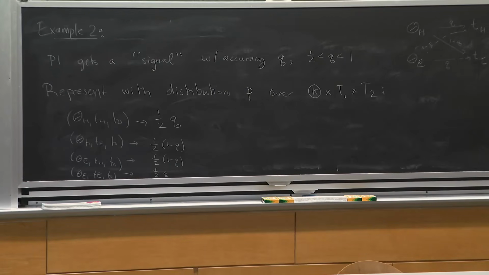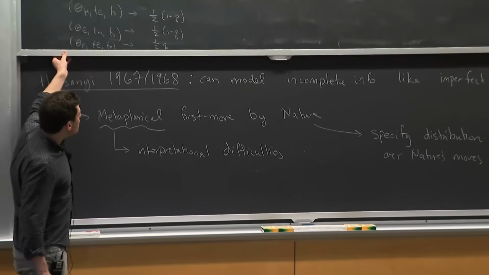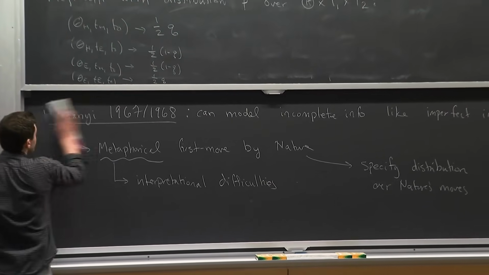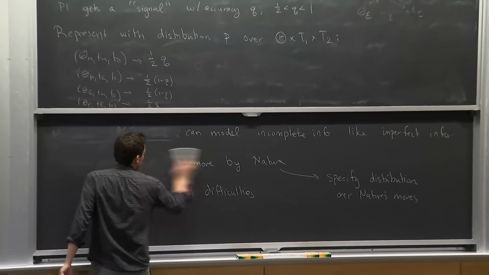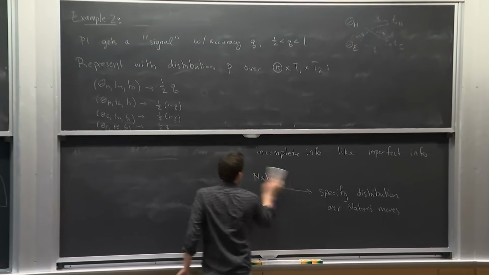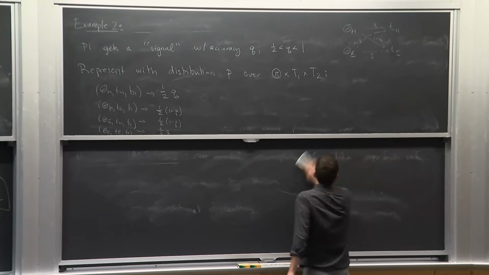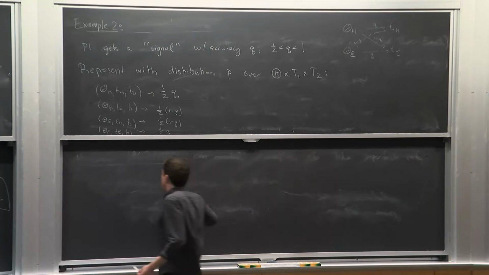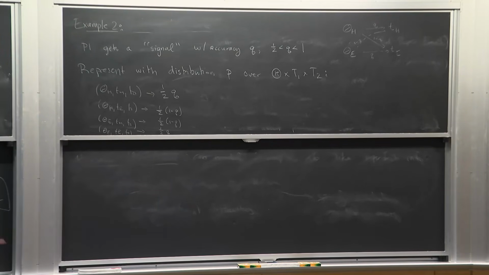OK, so the next thing we want to do is now think about behavior in this game. So far, I've just defined the game. We now have to define, in the remaining time, an equilibrium of this game. So far, I've just defined what a Bayesian game is. Let's now define what an equilibrium of a Bayesian game is.